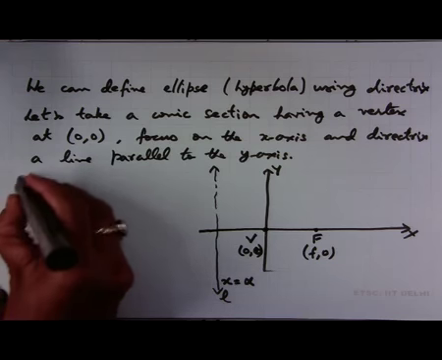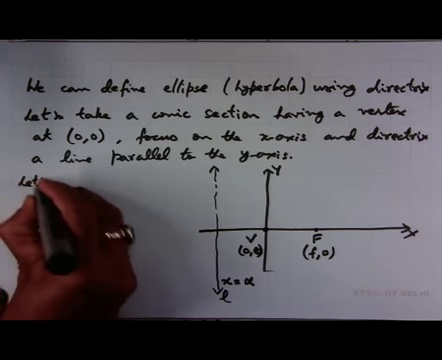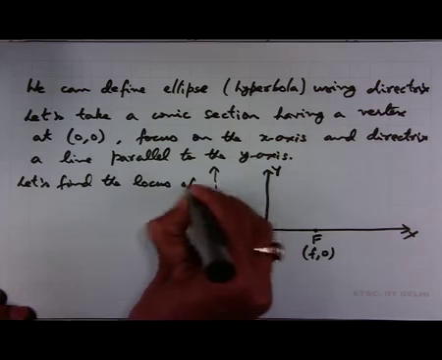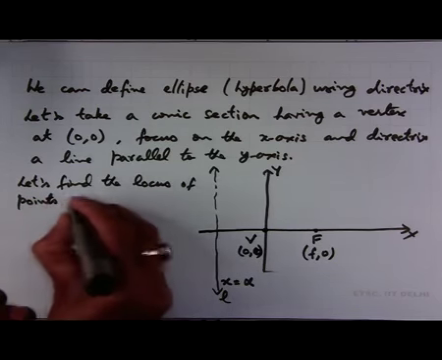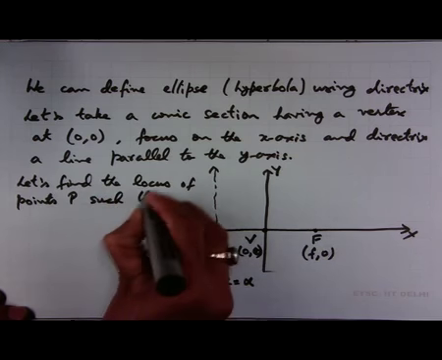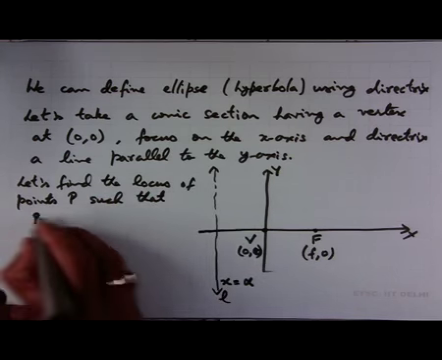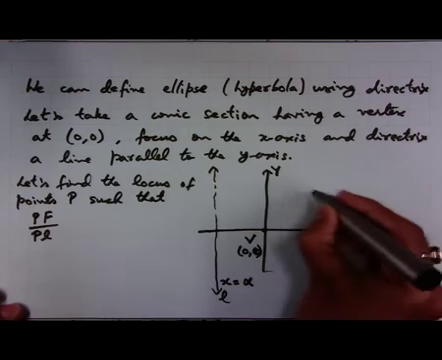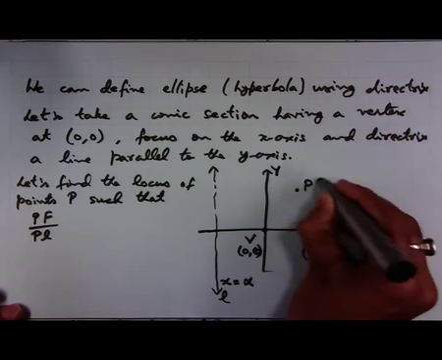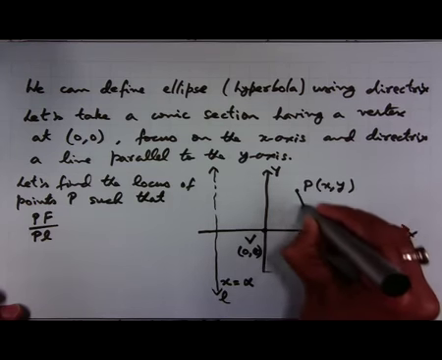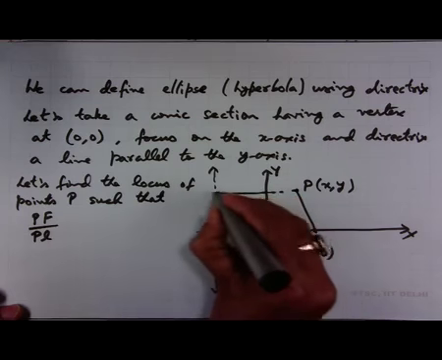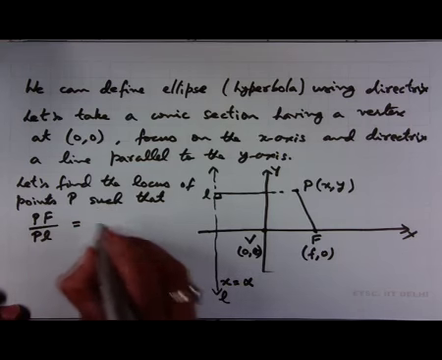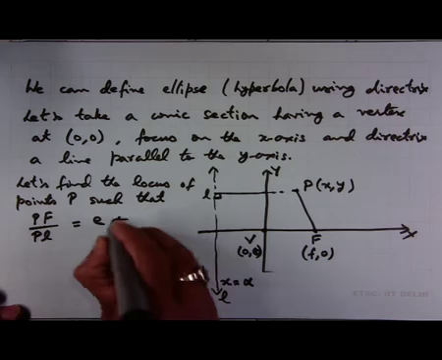Now, let us find the locus of points P such that the ratio Pf divided by PL, where this is the perpendicular distance of any point. So, if we take any P(x, y), we look at Pf distance and this perpendicular distance PL. This is equal to some constant E. This is a constant.